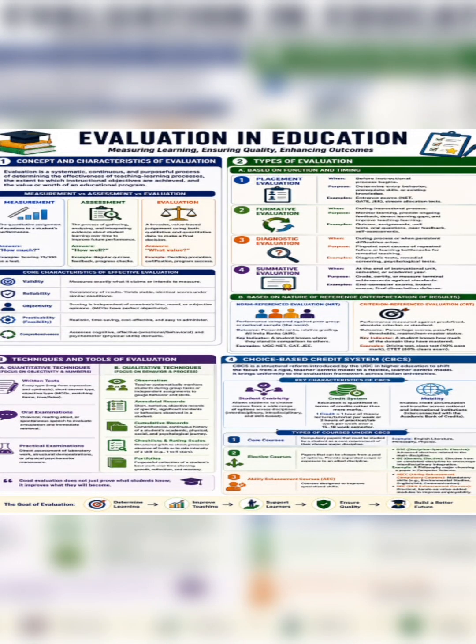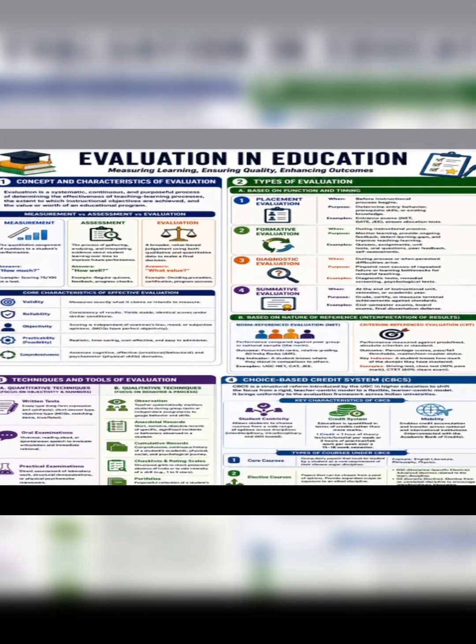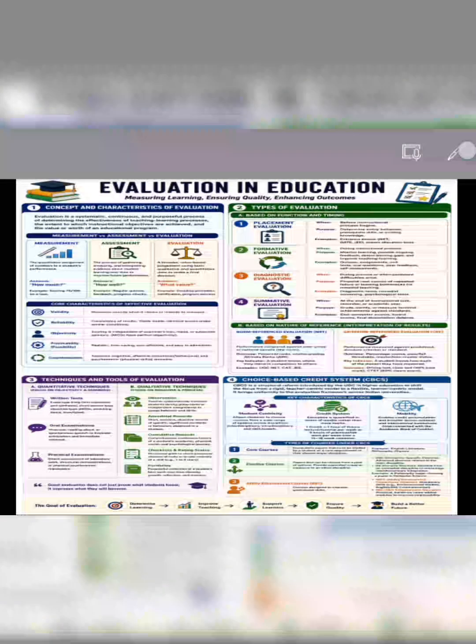To make an evaluation effective, the core characteristics you must memorize are: number one, validity, number two, reliability, number three, objectivity, number four, practicability, and number five, comprehensiveness. Now let's move to Section 2, that is types of evaluation. This is broken down across different lenses.